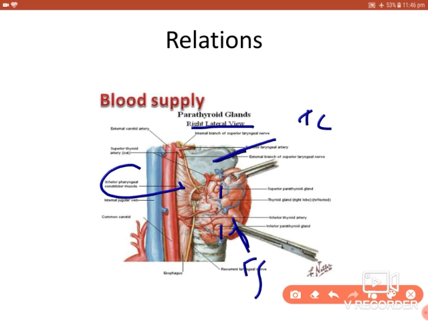Then laterally, you can see the common carotid artery, the internal jugular vein, and the vagus nerve. These are enclosed in a tubular sheath that forms the carotid sheath, which is a modification, a thickening, of the deep cervical fascia. In this carotid sheath, medially we get the common carotid artery. Laterally there is the internal jugular vein. In the middle is the vagus nerve. That forms the posterolateral relations.